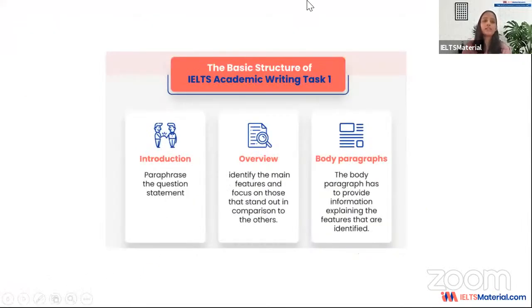So this is the basic structure, right? We begin with an introduction in which we just paraphrase the question. That is, use the synonyms. We have already discussed before how we do paraphrasing. Then we go ahead with the overview in which we only highlight the overall trend, the main features, followed by body paragraphs. So your subsequent paragraphs will contain the detailed features, data, percentage, everything. So yes, we are going to learn the breakdown very soon.